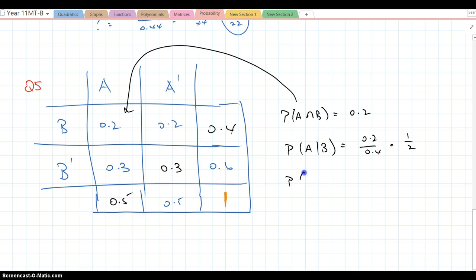Probability of B given A. Now this is my sample space, 0.5. And the probability, the B bit of that is 0.2. So that's 2/5, or 0.4. And there's question 5 done.